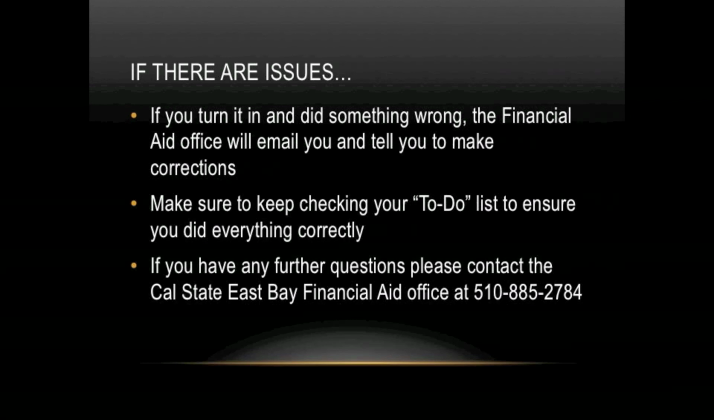If there are any issues, you need to contact the financial aid office right away. For example, if you did something wrong on the form, the financial aid office will send you an email and you will have to redo the form. Make sure to keep checking your to-do list to ensure you did everything correctly.